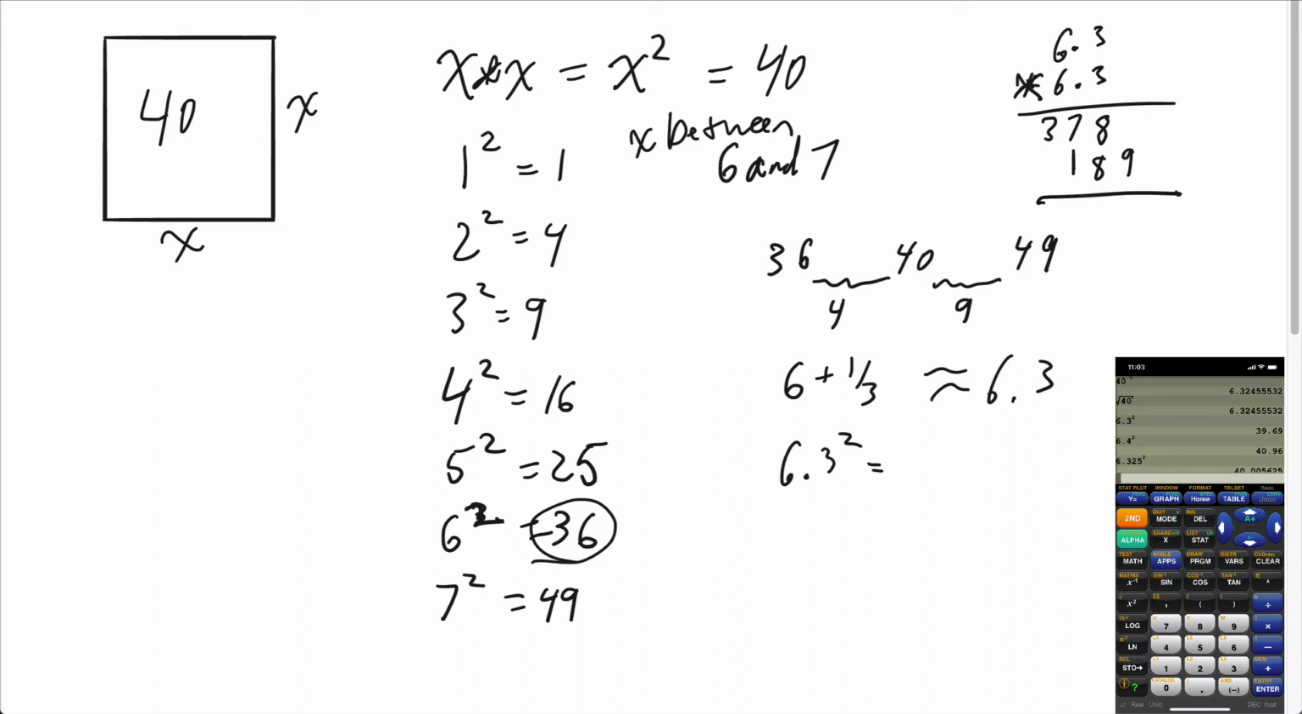And now we do our adding. 3, 8. We got a 6, carry that. 16, carry the 1. And then a 9, so 39.69, right? Just simple multiplication. Really quick to do in any event. 39.69, so that's pretty close. But that's not quite 40, so we should also do 6.4 squared, right?